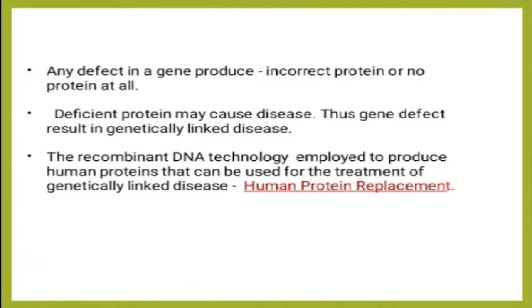Any defect in a gene produces an incorrect protein or no protein at all. This defective protein may cause disease. Thus, a gene defect results in genetically linked disease. Recombinant DNA technology is employed to produce human protein that can be used for the treatment of genetically linked disease, and this procedure is mainly known as human protein replacement.